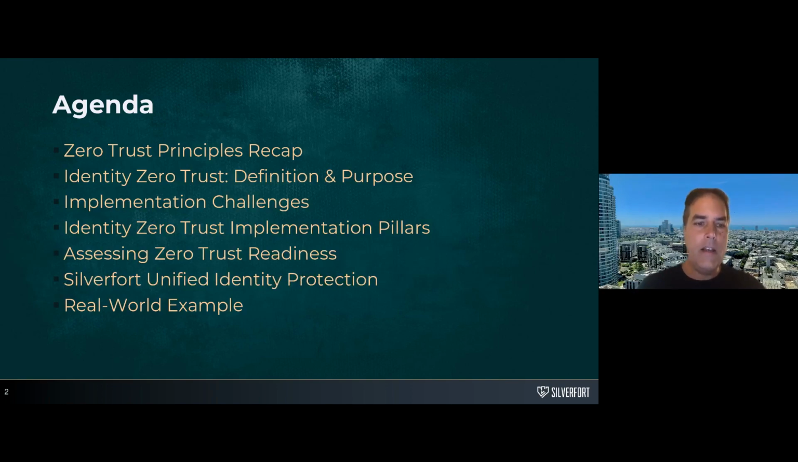And then we're going to end the webinar with a real world example. I always think it's important to go from theory to practice. And so we're going to look at a very high profile cyber attack that I bet a lot of you are familiar with. We're going to take a look at exactly what happened in that attack and what could have been done to prevent it.